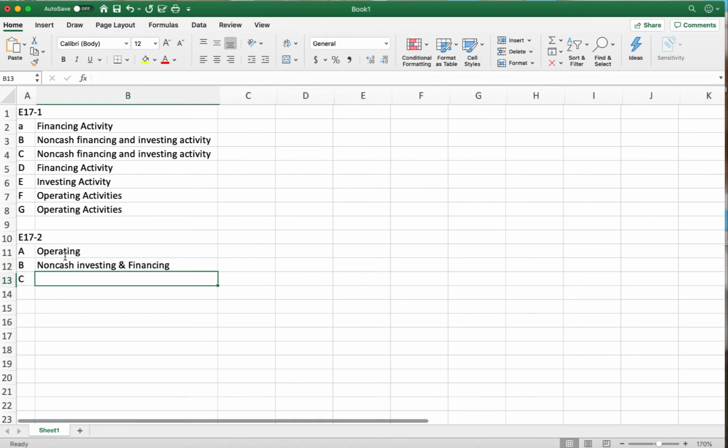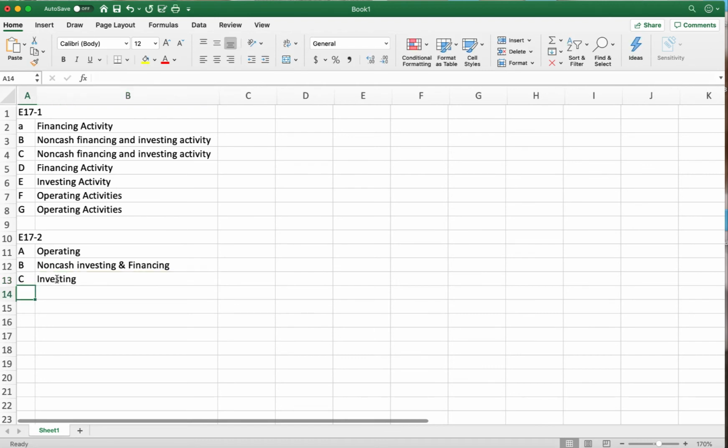C, sale of a building at book value. Again, we do not care what the value was. We just care about, number one, did we get cash? Number two, is it an inflow or an outflow? And number three, what section do we put it under on the cash flow statement? So C says we sold a building at book value. We got cash for it. That is an investing activity.